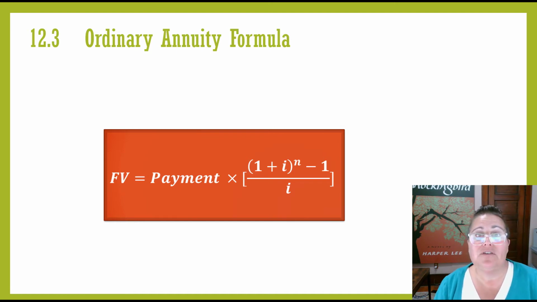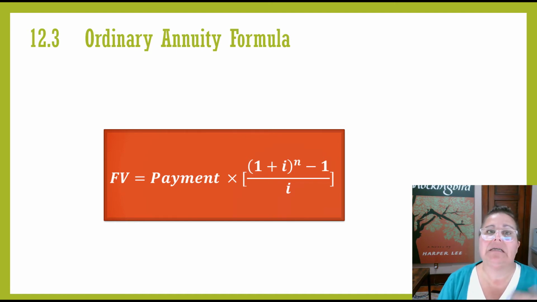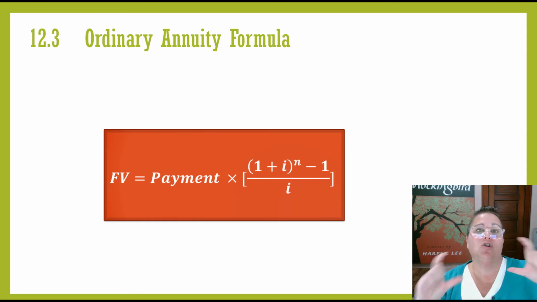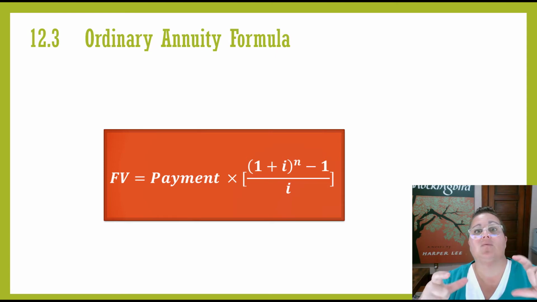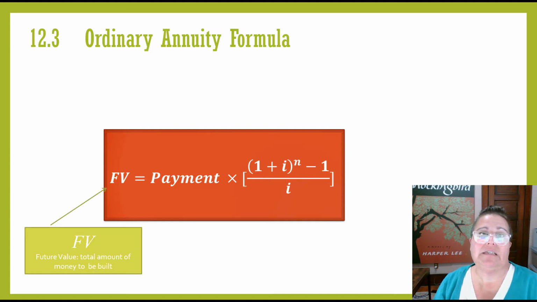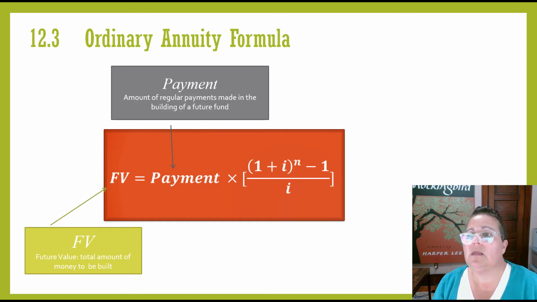It says that the future value is equal to the payment times, and then big parentheses. In the numerator, you have 1 plus I to the nth minus 1. And then in the denominator, you have an I again. All of the parts here are very similar. The FV stands for future value. This is the total amount of money that you're trying to build to. The payment is the regular payment amount.